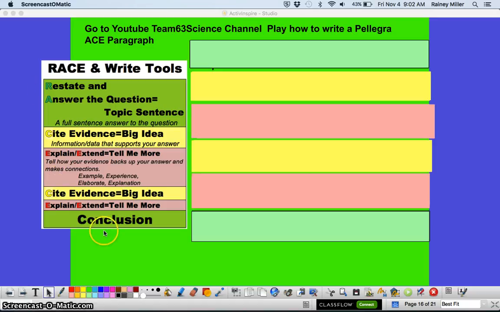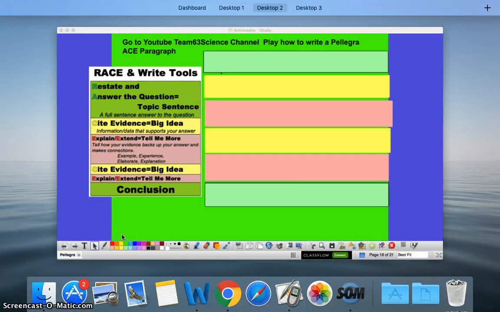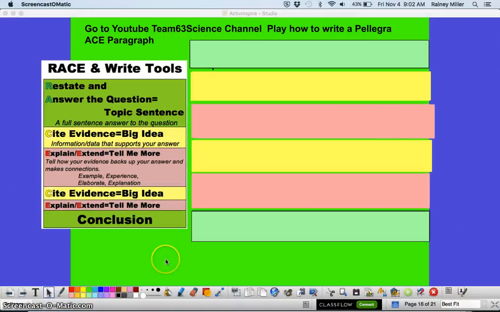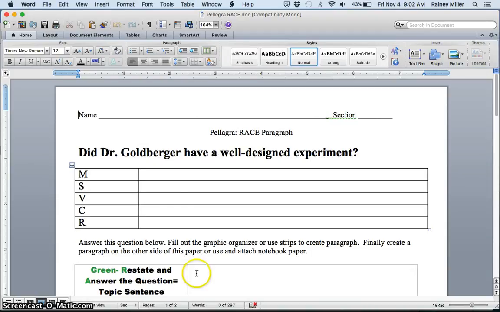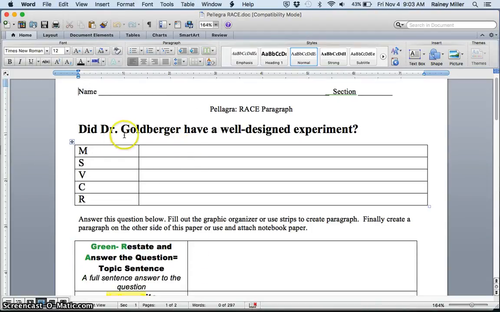So hopefully by now you guys have this worksheet. There we go. That looks like this. So you're deciding, did Dr. Goldberger have a well-designed experiment?